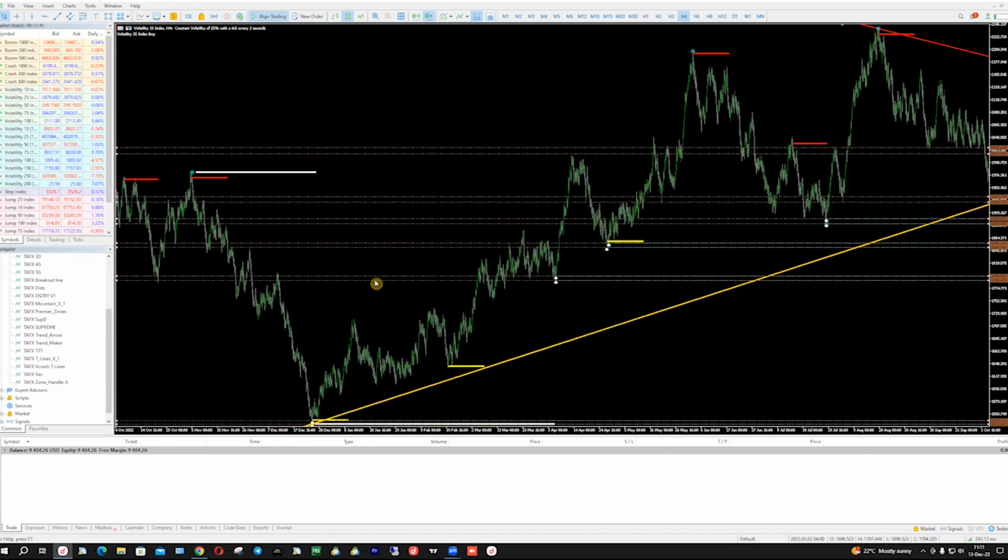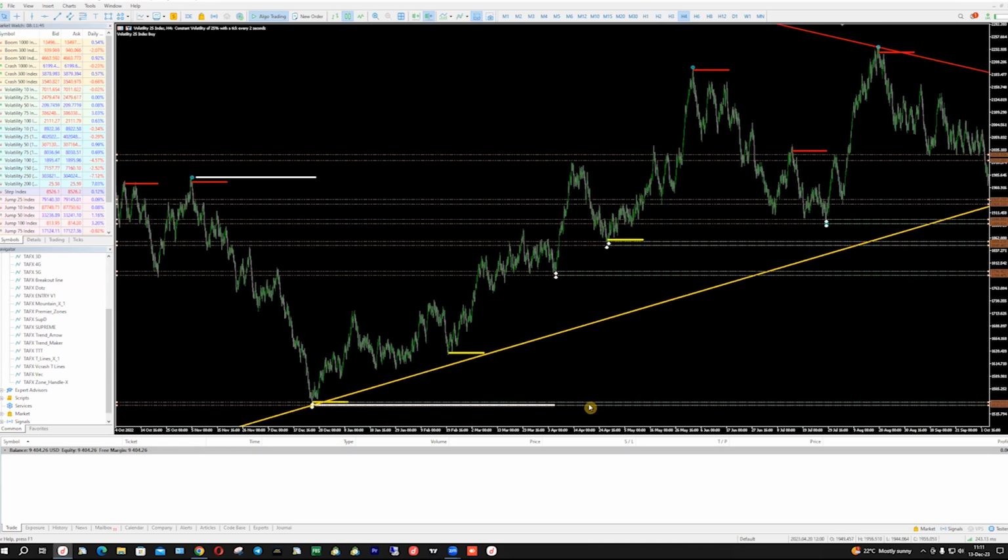Someone will ask, how do you know this is an uptrend? You can see where our super zone is. This is our super zone. You can see where it is now indicating this is a buy. So it's a buy, buy, buy.